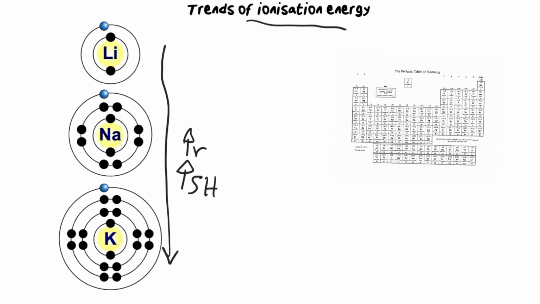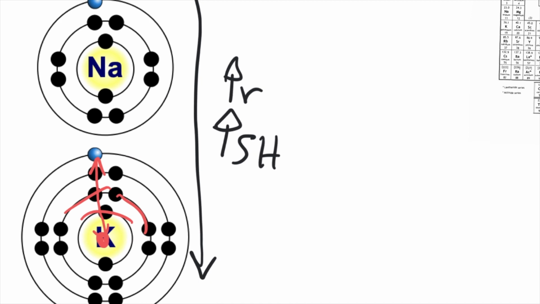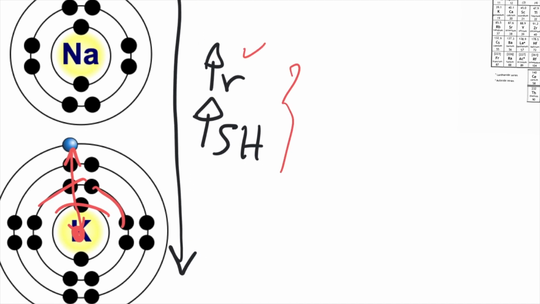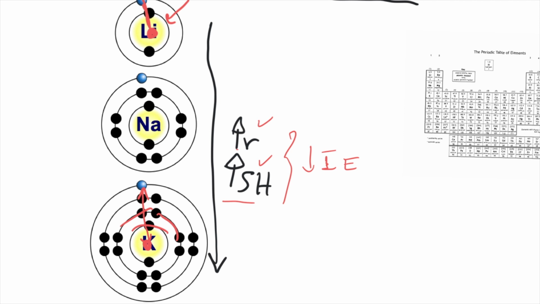The reason? Since I have more shielding and more radius, the distance between the nucleus and the valence electron is greater. I have little shielding in lithium. In potassium, I have more distance and more shielding, right? So it's quite simple here. You can relate those 2 factors, radius and shielding, to IE, ionization energy, because the greater the radius and the greater the shielding, the easier it is to pull an electron out of the atom, and that would decrease the ionization energy.